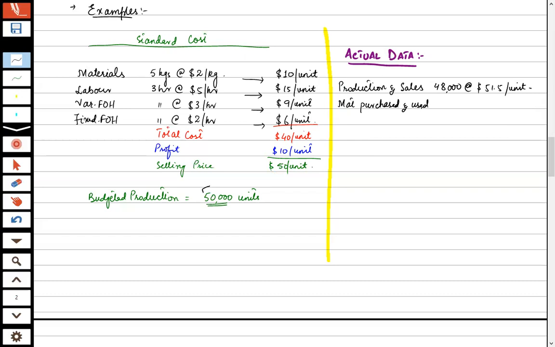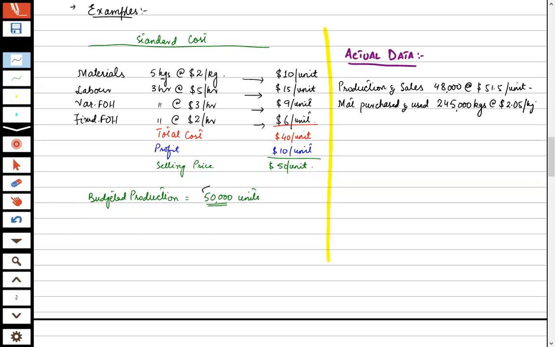Is equal to 245,000 kgs. Obviously the material is purchased in terms of kgs. So it would be 245,000 kgs at the rate of $2.05 per kg. This is the actual data.